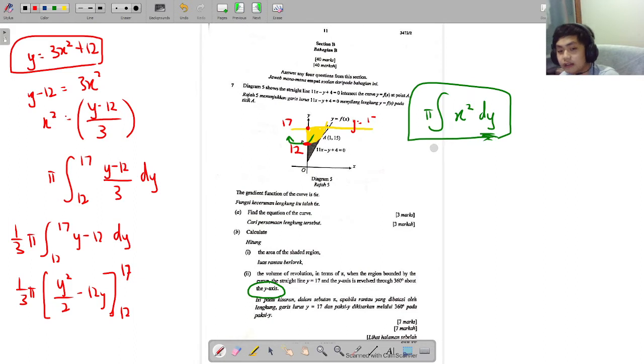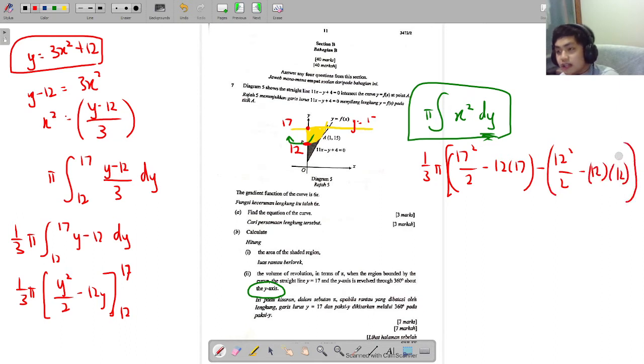So I'm going to put it in here. It's 1 over 3 pi times 17 squared over 2 minus 12 times 17, minus 12 squared over 2 minus 12 times 12. Most likely we have to use a modulus for this, because this area here is not underneath the graph. It's on the other direction, because the curve looks something like this. So we are looking at a volume like this. This is not under the curve. Under the curve is technically supposed to be here.